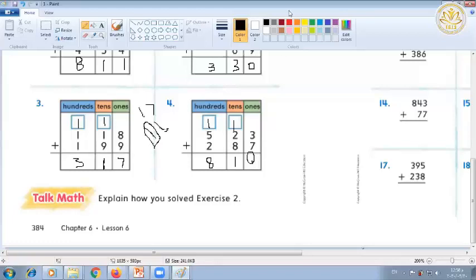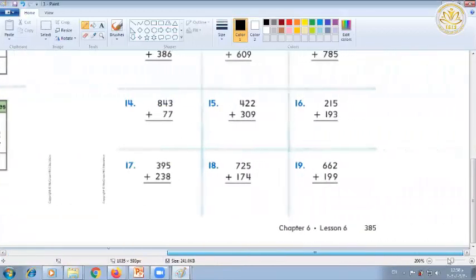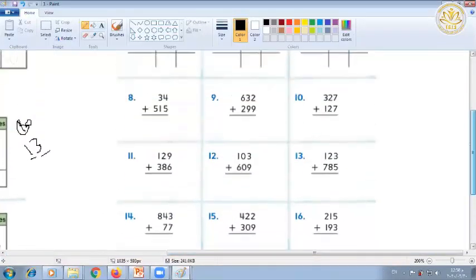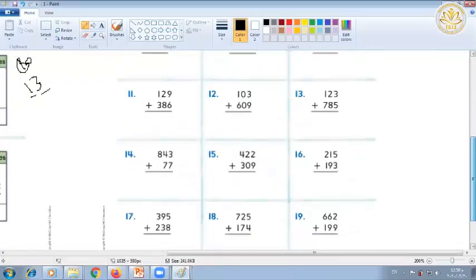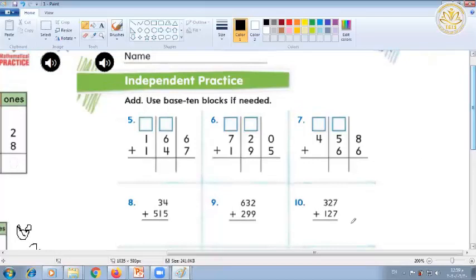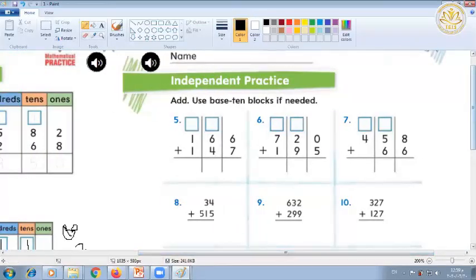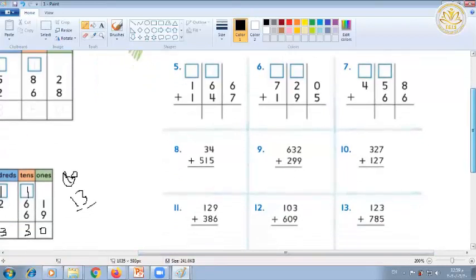Good job. So the sum I have right now is 810. Okay, now let's move to the next page. It's page 385. Here in the independent practice, you should be doing this practice by yourself, but we can do some of it together, and you can complete the rest of it by yourselves, okay?